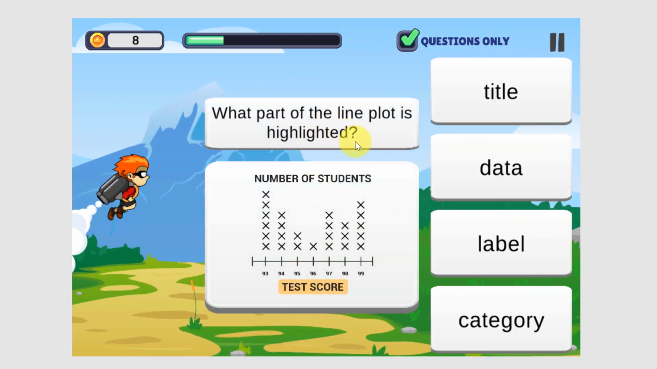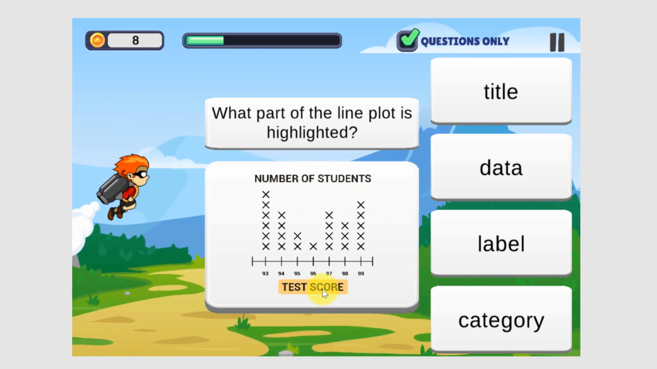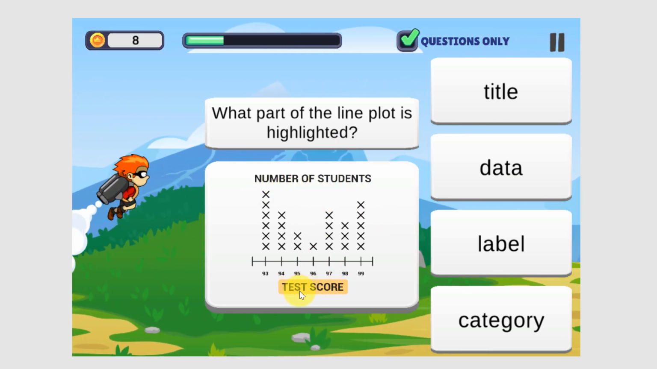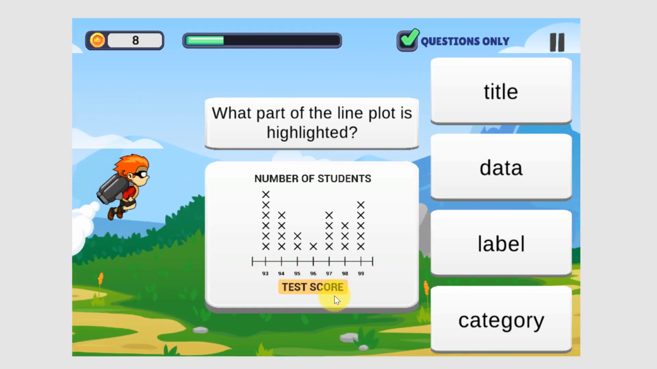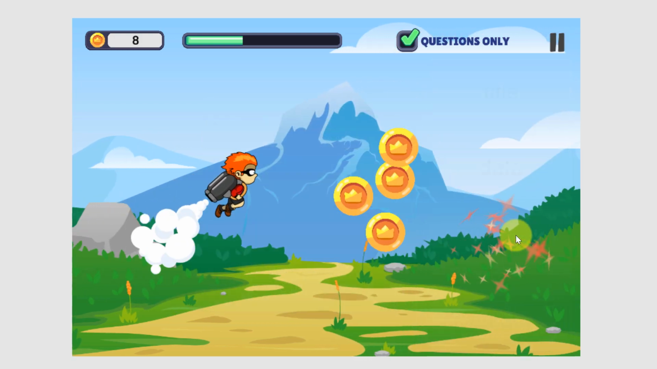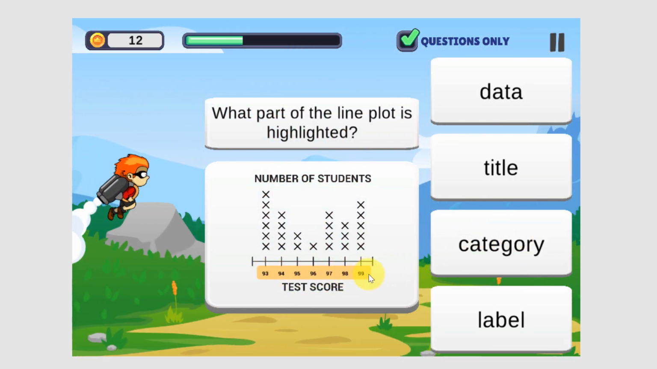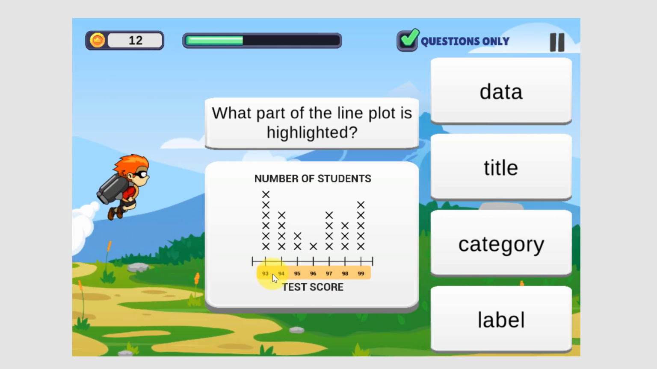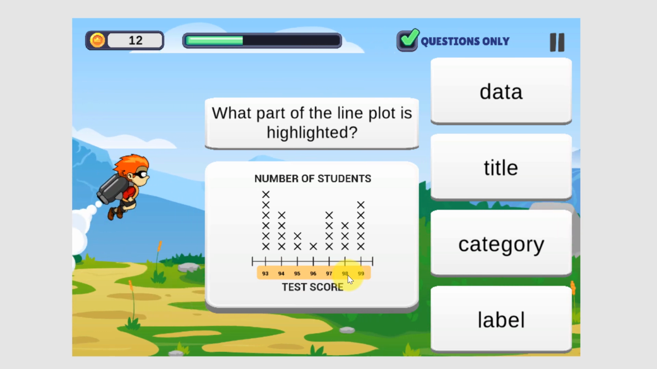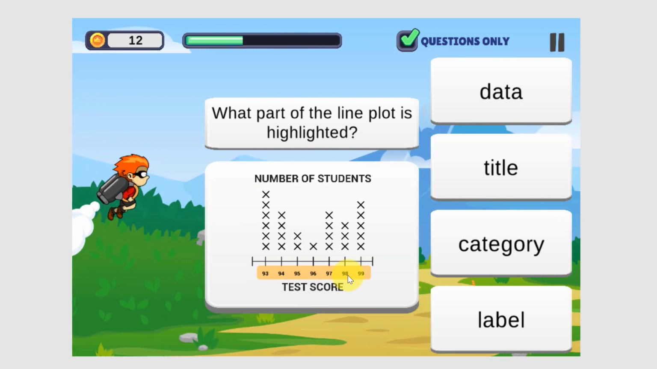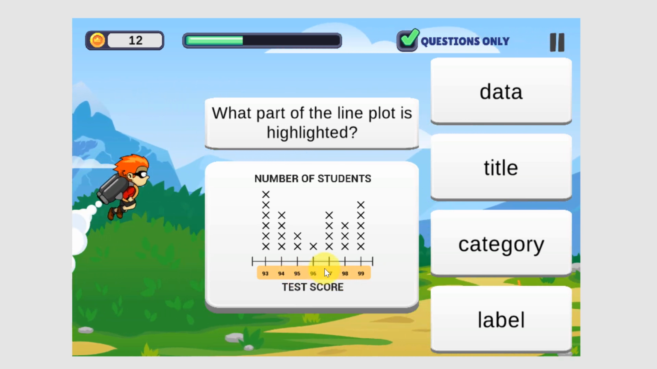What part of the line plot is highlighted? Well, we have the title on top, but this is called a label because it gives information on what these numbers are. They're test scores. So test score is a label. And the numbers of the test scores, that's called the category. And as we saw before, it can be anything. It can not just be numbers, it can also be animals like we saw, like when people voted for their favorite animal, or it could be anything that you want to plot.